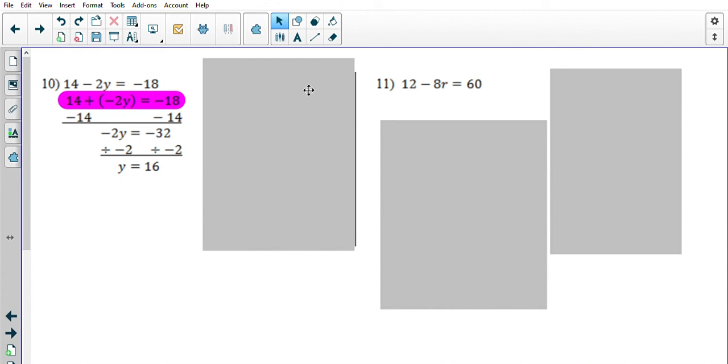You may be able to get away with not adding the opposite at some point, but we're not quite there yet. So please do it anytime the variable comes after subtraction. You can do it on any of the other problems as well, but especially when it comes after subtraction.